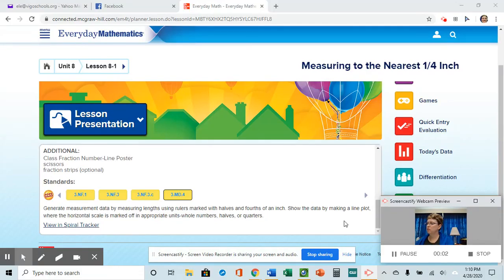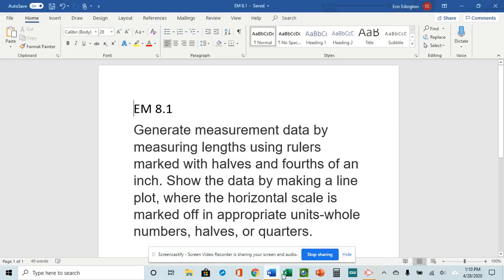Good morning, friends. We are going to work on Everyday Math Lesson 8.1. Generate measurement data by measuring lengths using rulers marked with halves and fourths of an inch. Show the data by making a line plot, where the horizontal scale is marked off in appropriate units, whole numbers, halves, or quarters.